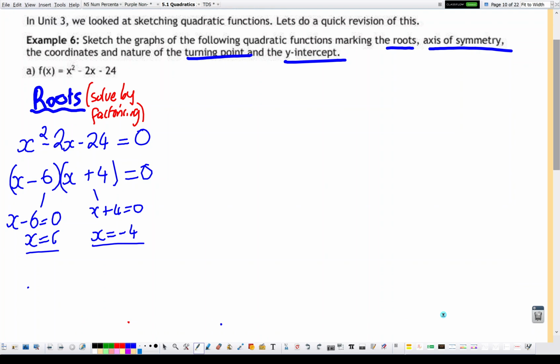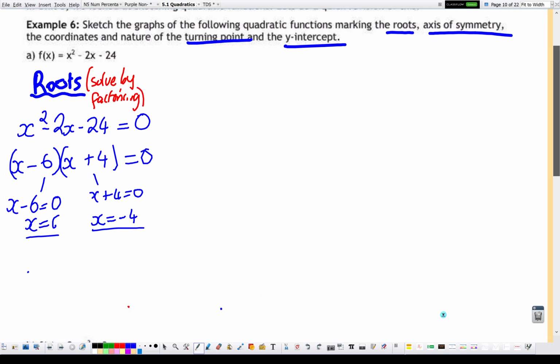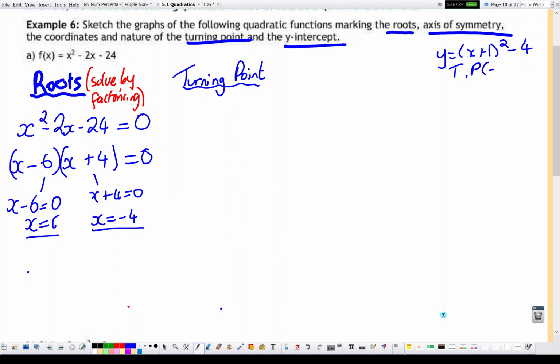that's the roots. Next thing to do, it's probably easiest to do the turning point. Now, the turning point, when we have our quadratic in this function, is always the midpoint of both the roots. Okay, we'll go on to completing the square later. When we had our quadratic y equals x plus 1 squared minus 4, we said the turning point was then minus 1, minus 4.